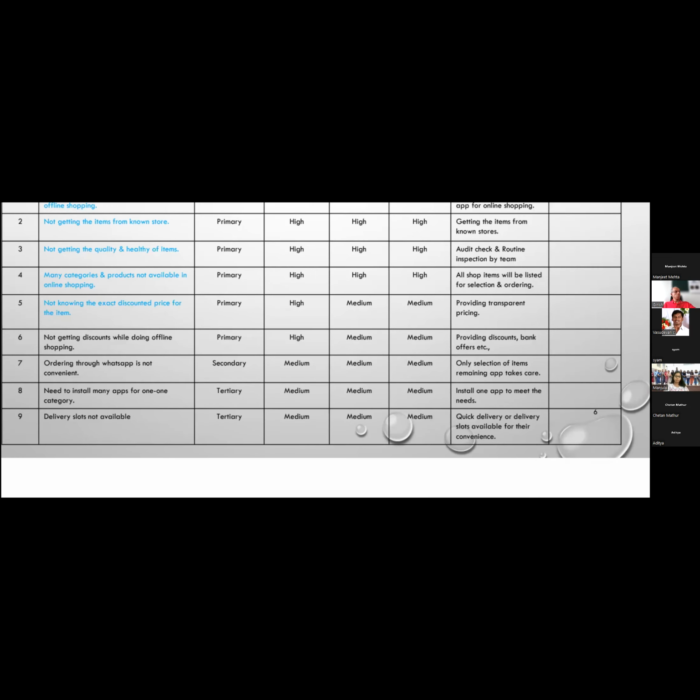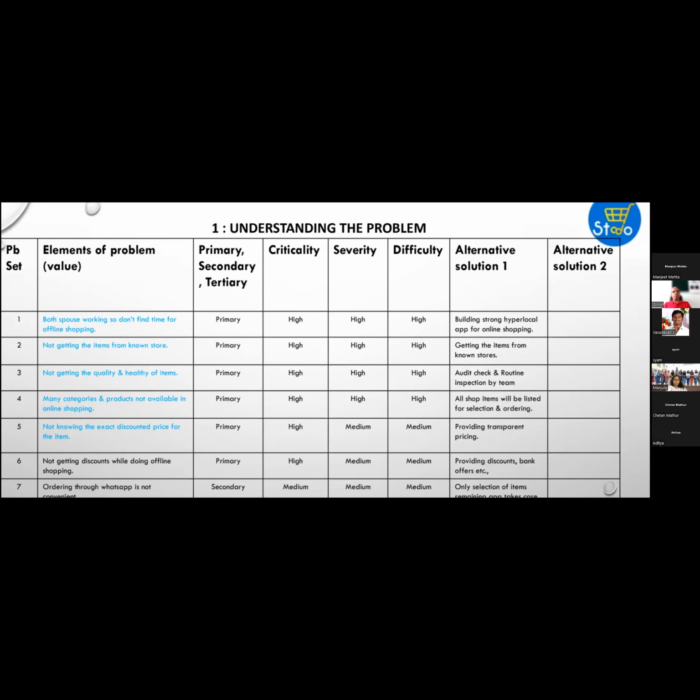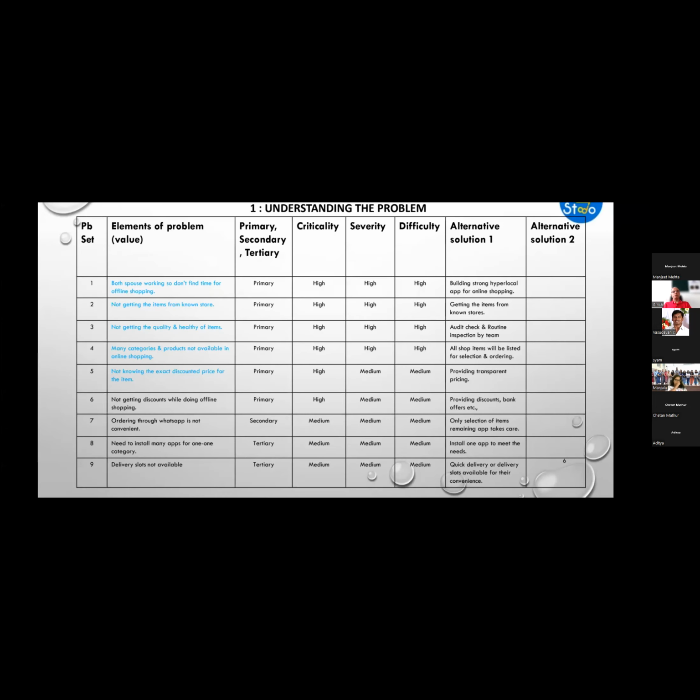Next is not getting discounts while doing offline shopping. We will provide discounts and bank offers through online shopping, and they can order only selected items, and the remaining the delivery partner will take care of. And they install more apps for one category. Our platform covers most of the categories, so it will meet their customer needs. We will provide quick delivery or delivery slots; both will be available. So these are the problem sets and alternate solutions that we have seen. Let's go ahead.